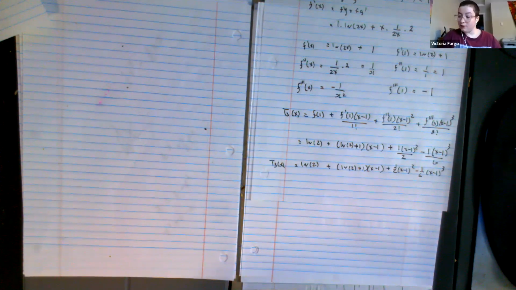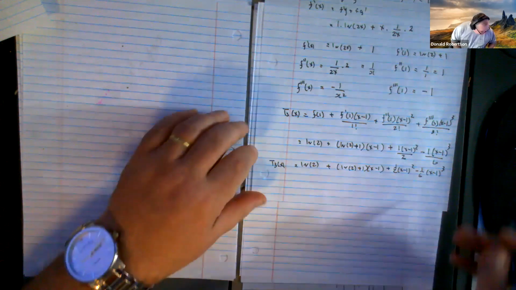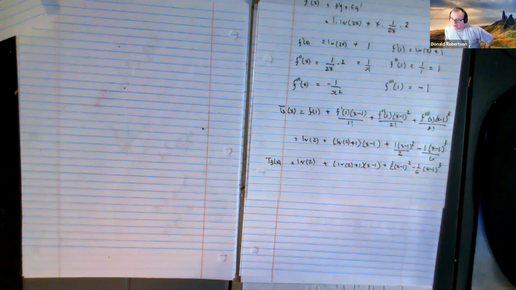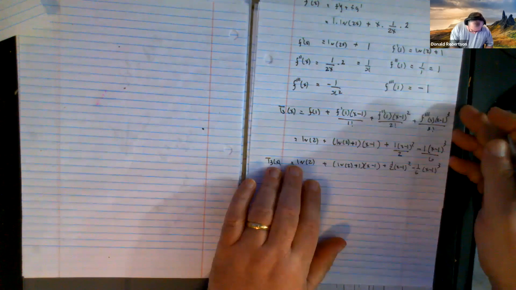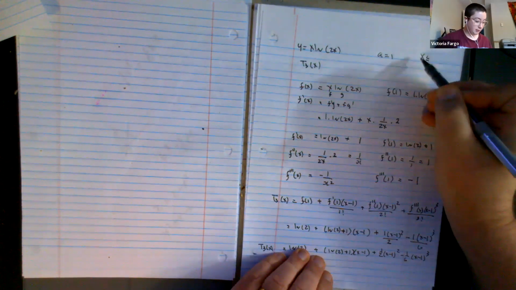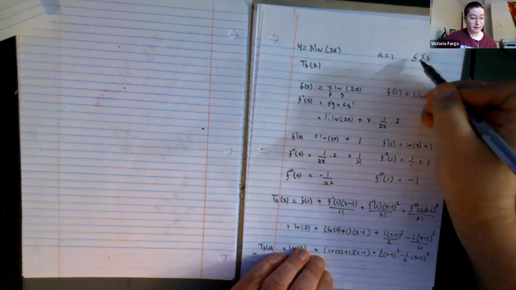Yeah, and then when you do the remainder, okay, so errors. WebAssign does the remainder differently from what I'd expect you to do. They have a really ugly formula. This remainder, I'm assuming there was an interval attached to this question. Yeah, there was. It was 0.5 to 1.5.